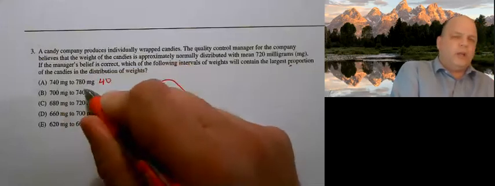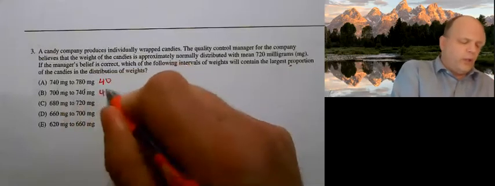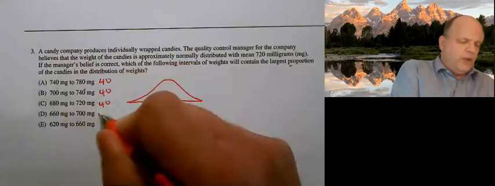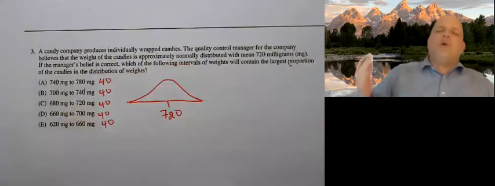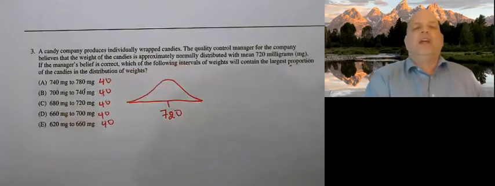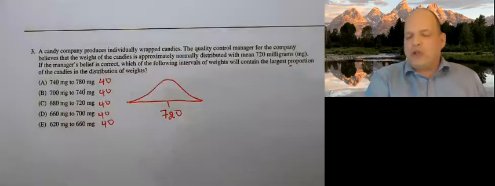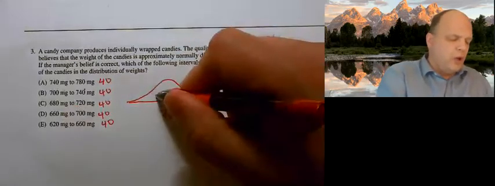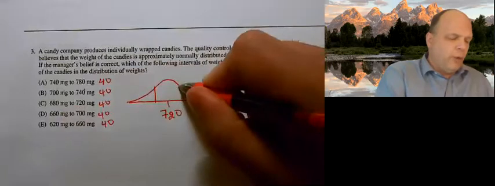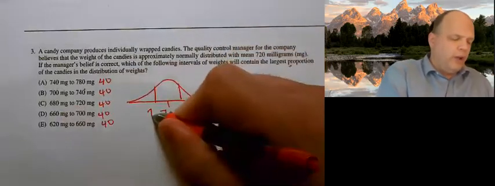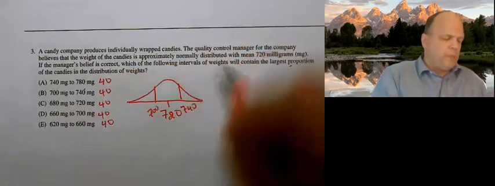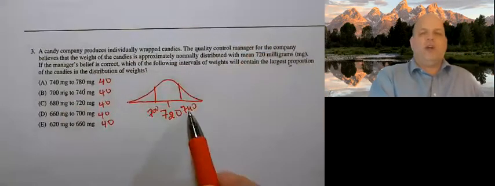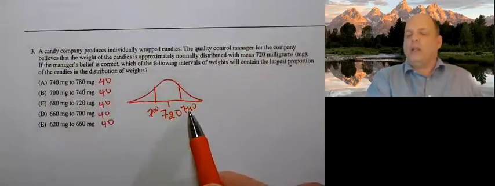This distance range is 40. This has a range of 40. This has a range of 40. And this also has a range of 40. So what they want you to get out of this problem is that if you're centered about the mean, you're going to have the largest proportion. So since it's 40, I'm going to want 20 below, which is 700, and 20 above, which is 740. So basically between 700 and 740 is going to be my largest quantity, okay?